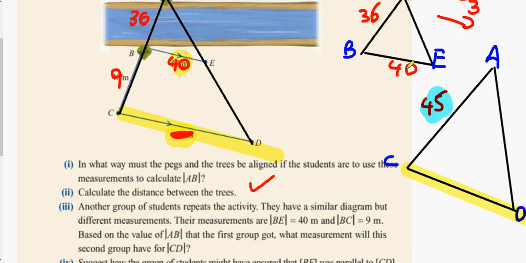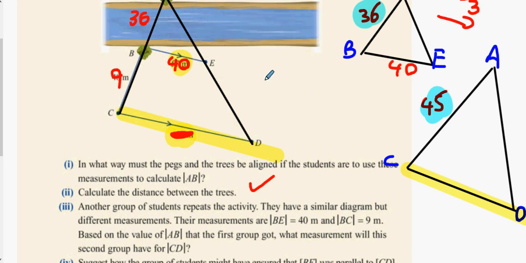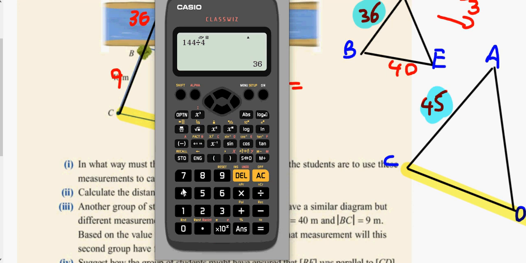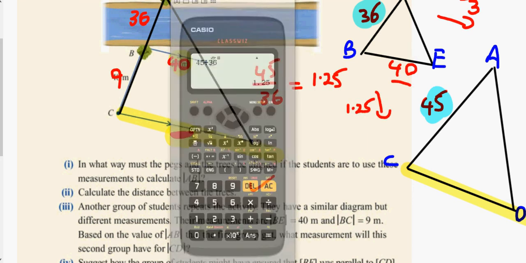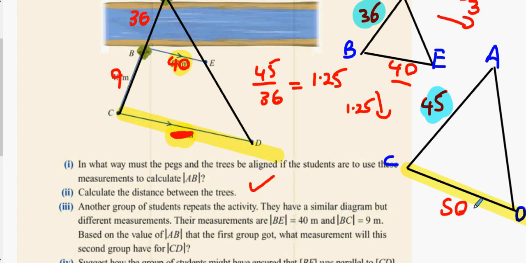45 corresponds to 36, so that means that the big triangle is 45 over 36, which I believe is 5 over 4. 5 over 4 is 1.25 times bigger. So the big triangle is 1.25 times bigger than the small triangle. Then we do 40 multiplied by 1.25. We get an answer of 50 meters.